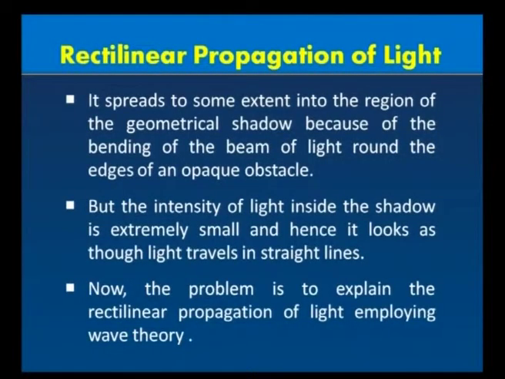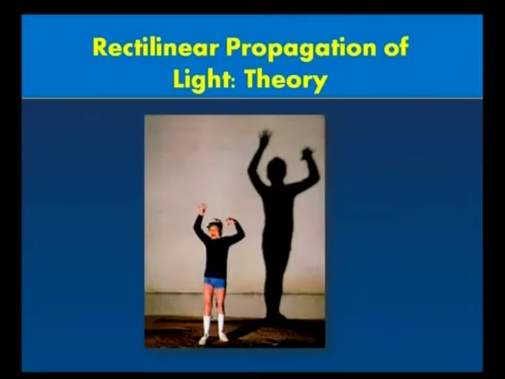Now, the problem is to explain the rectilinear propagation of light employing the wave theory. What do you mean by rectilinear propagation? Rectilinear means in a line, right? If you have a point source, light is coming here, you have an object here, it is incident here, light cannot penetrate, right? So, you get a shadow, light travels in the form of a straight line. The light ray goes like this, and light ray goes like this, a shadow is cast. That is what I showed you here also, a shadow is cast, okay? Light ray is going like this, light ray is going like this.